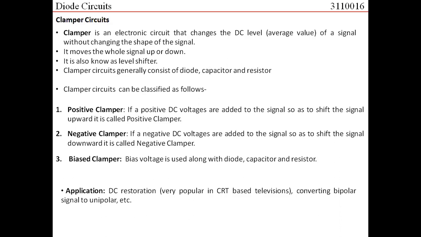Another popular application of clampers, which we would discuss later in this session, is voltage multipliers. They are basically used as voltage multipliers. So in short, clampers find a wide variety of applications in different electronic systems. Now, let us try to take examples of clampers one by one and let us try to understand how the shifting of DC level is achieved.